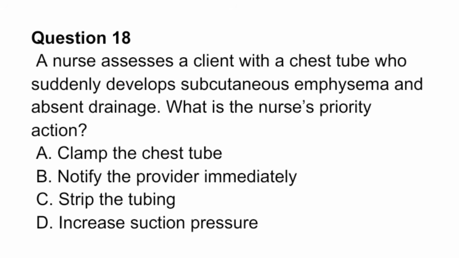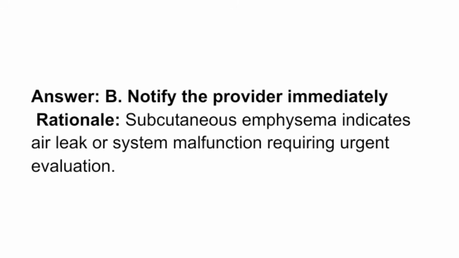Question 18. A nurse assesses a client with a chest tube who suddenly develops subcutaneous emphysema and absent drainage. What is the nurse's priority action? A. Clamp the chest tube. B. Notify the provider immediately. C. Strip the tubing. D. Increase suction pressure. Answer: B.